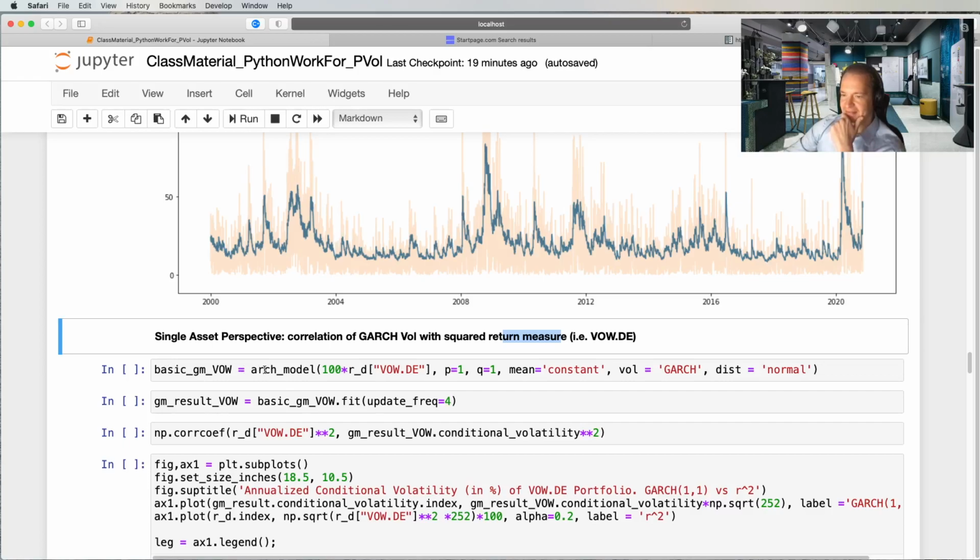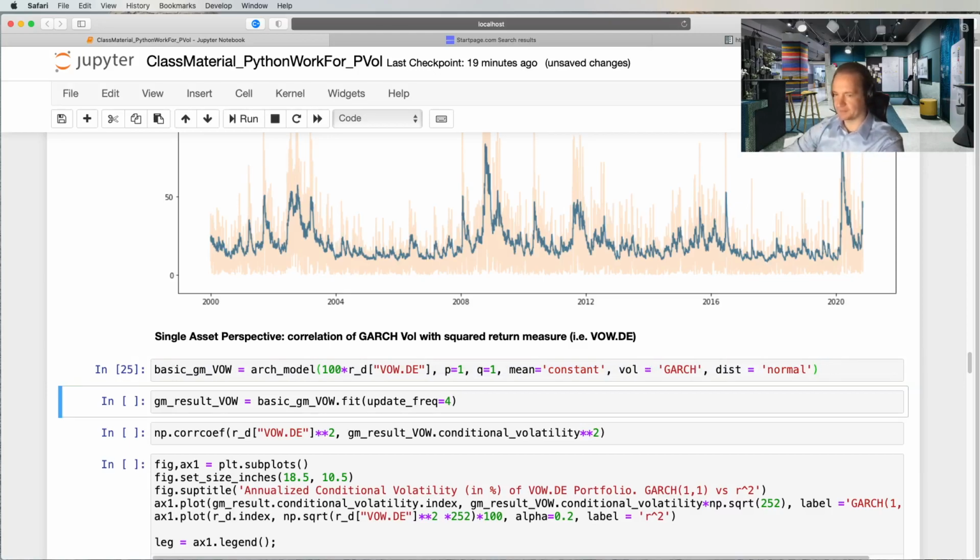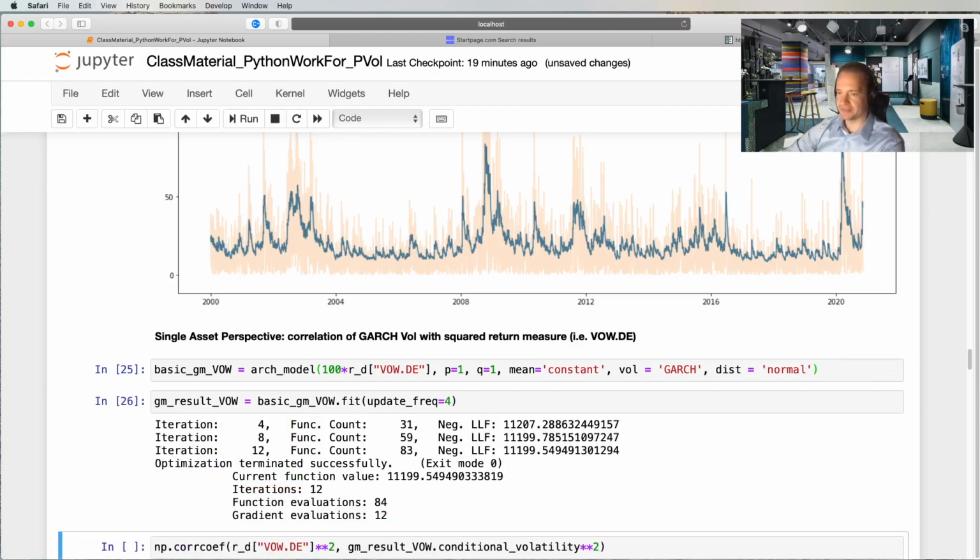Now, let's just redo what we've done. We initialize an arch model using the package. We already learned from our prior warning. We use 100 times the return. Here we take Volkswagen. We take a GARCH(1,1). Mean equation is a constant. The vol is a GARCH. And we take a Gaussian error. Okay. And then we also fit that thing.